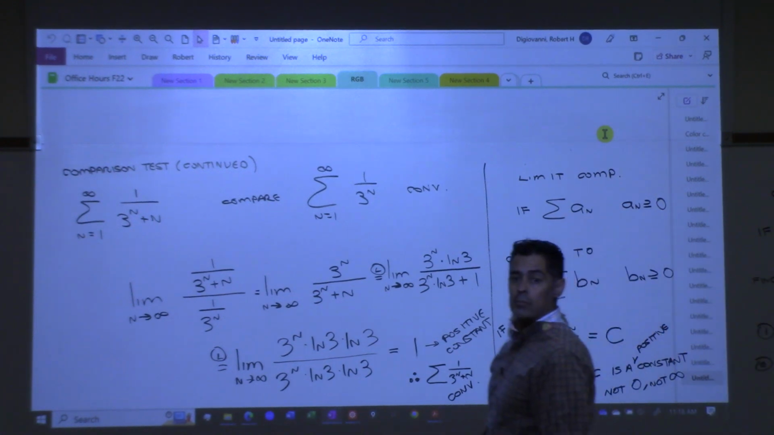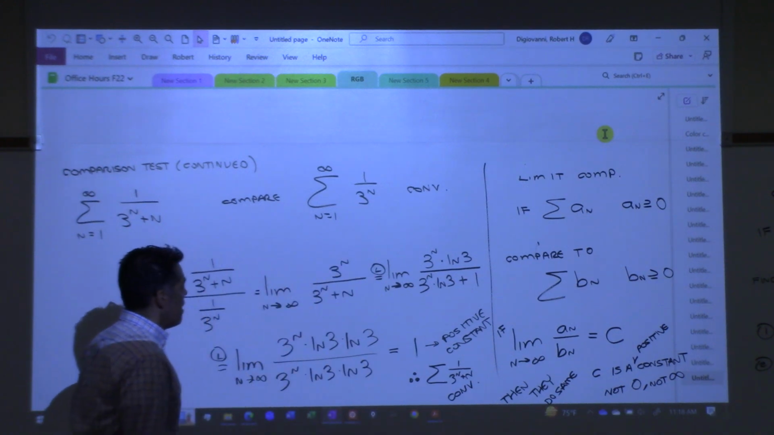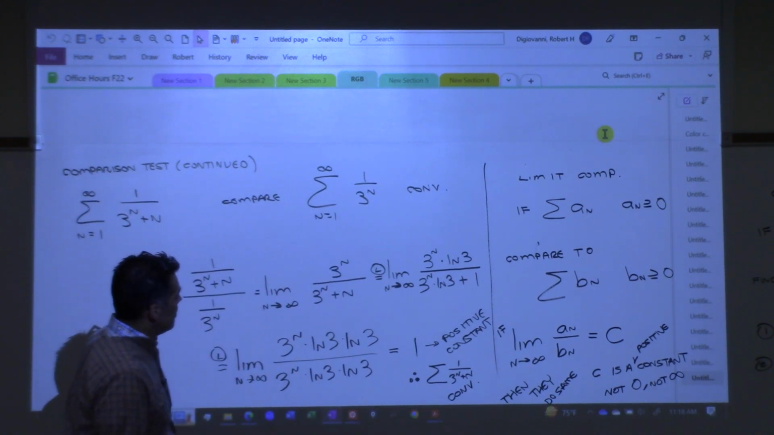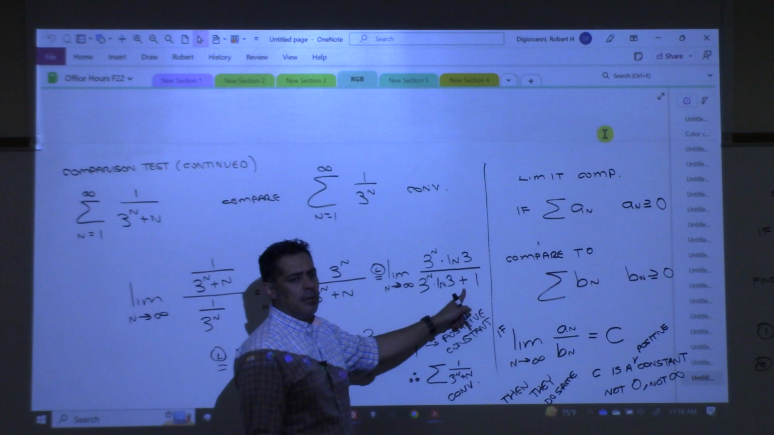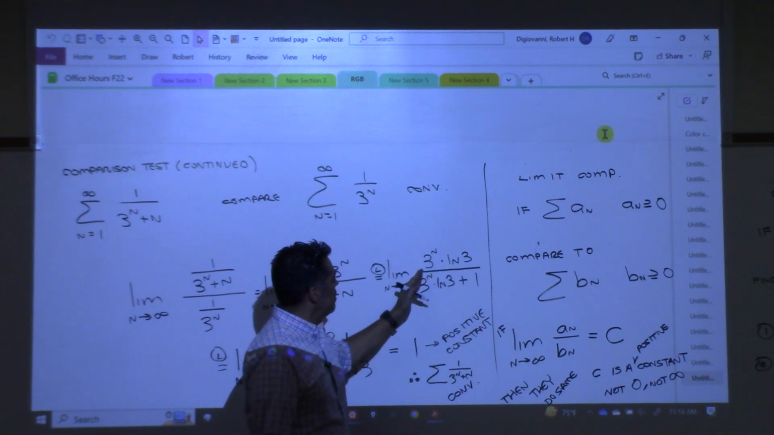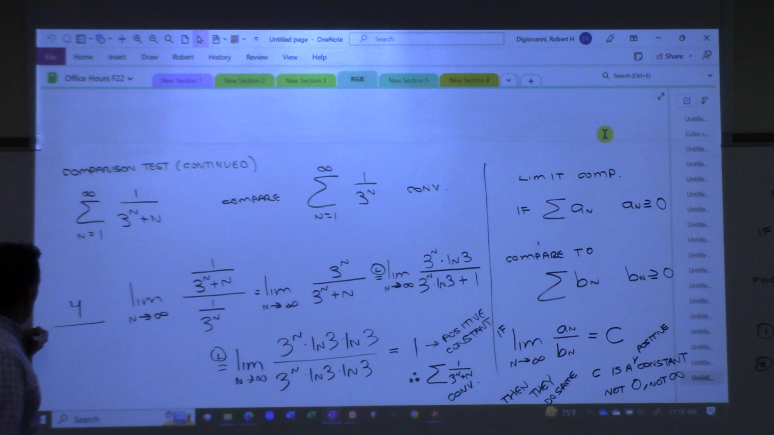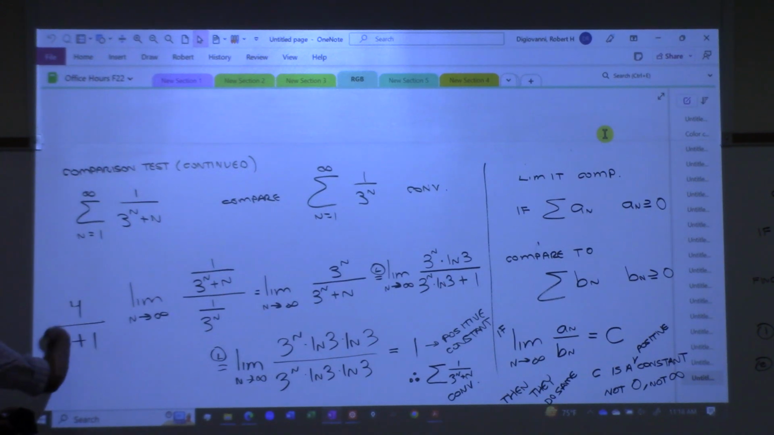Yep, there's a quick question on the previous step. Couldn't you have just canceled the 3 to the n already? There was a plus 1 down here. But it's multiplying the 3 to the n. Yeah, the 3 to the n. No, because of the plus 1. That would be like me doing this, 4 over 4 plus 1. You can't cancel the 4s. Oh, yeah, right? I see what you mean now.